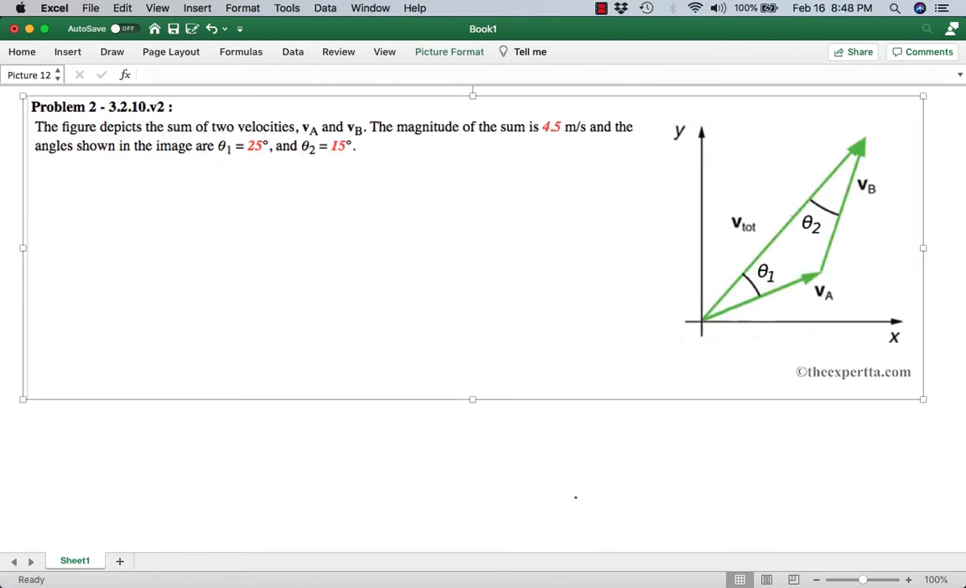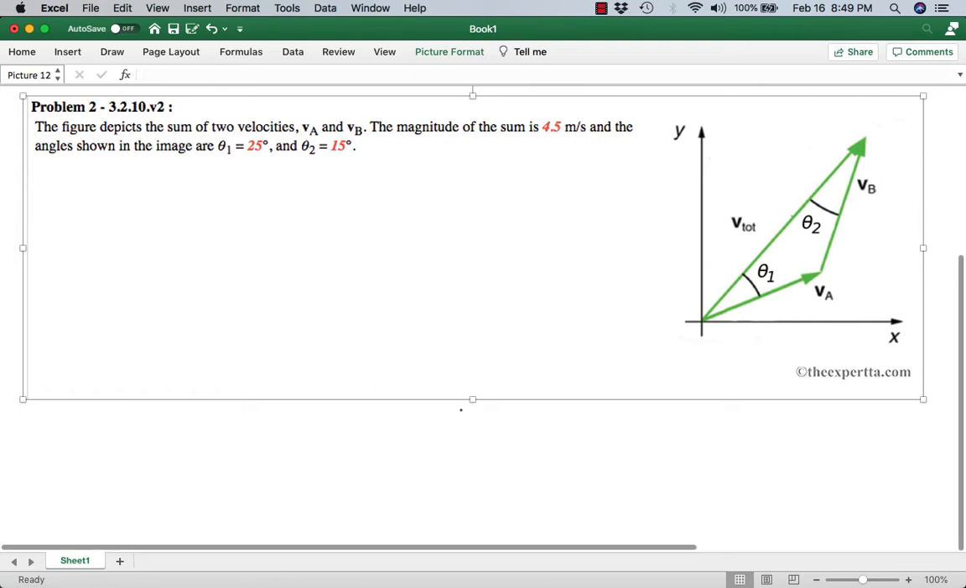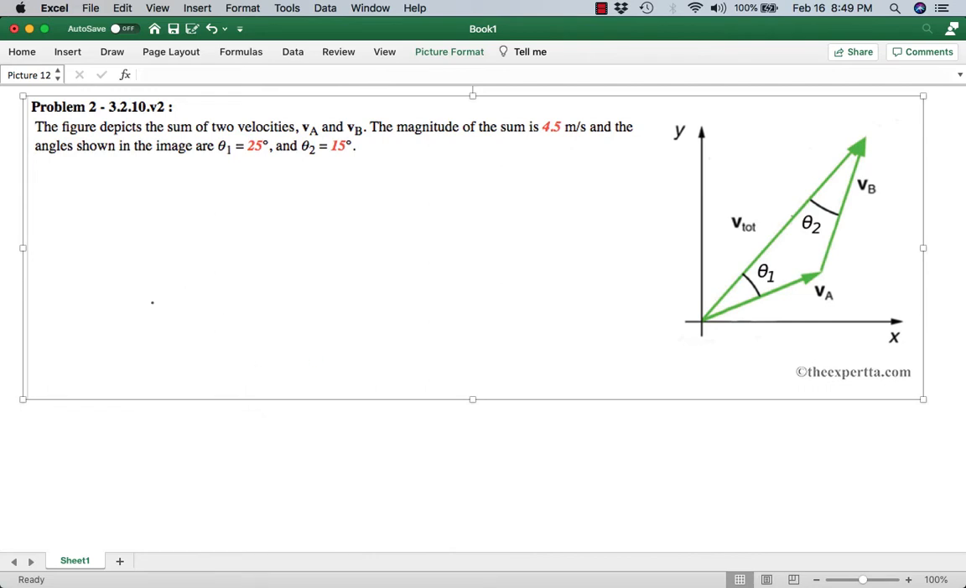Now let's look at problem number 2. So on problem number 2, we are given two vectors VA and VB, and then the resultant of the two vectors, which is V total. So we are given the angles theta 1, theta 2, and then we are asked to find the magnitude of VA in meters per second.